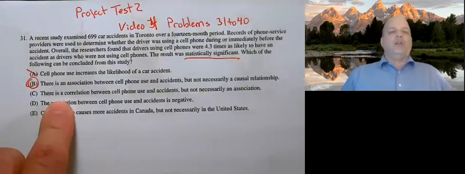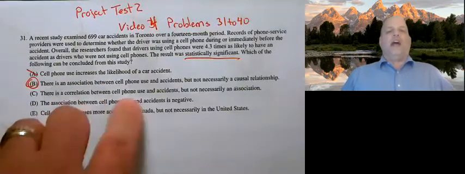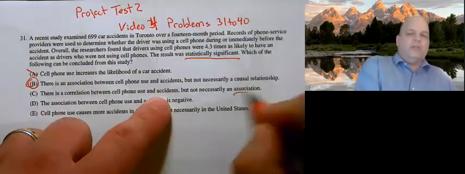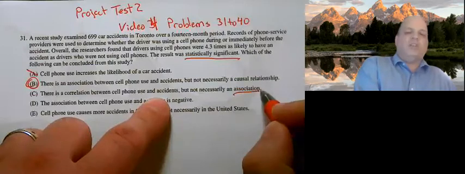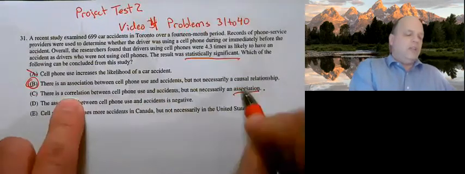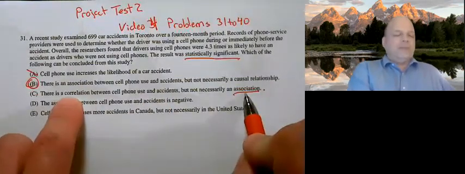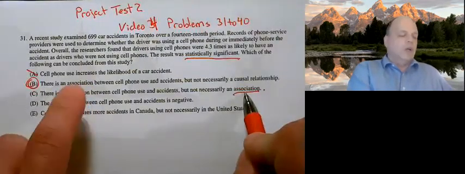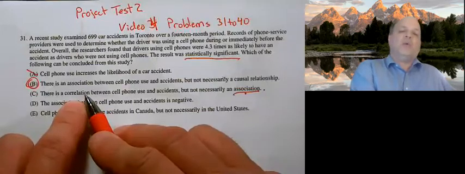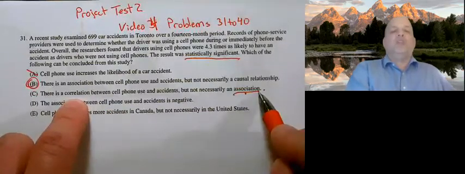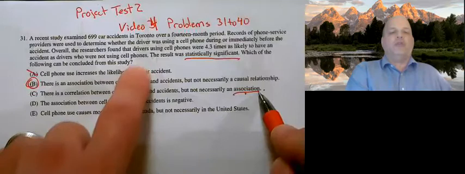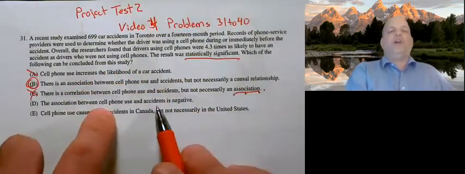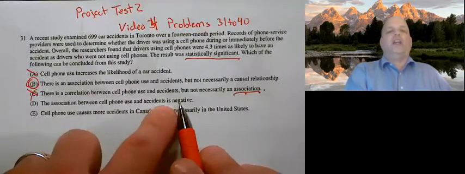There is a correlation between cell phone use and accident, but not necessarily an association. No, there is an association, right? We just said that there was an association. These two words shouldn't be interchanged, but often are, and it's probably not going to be an issue. I would say you probably could say there was a correlation, but we just said here there's definitely an association. The association between cell phone use and accidents is negative.